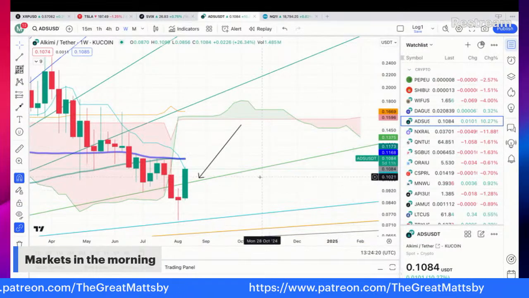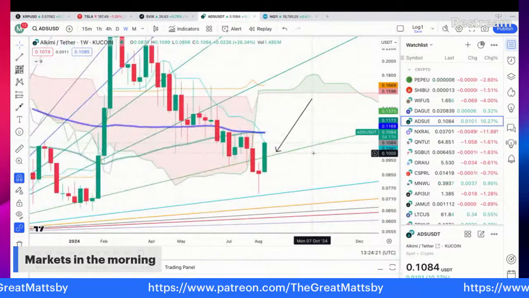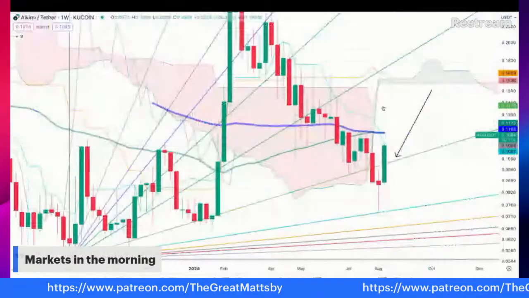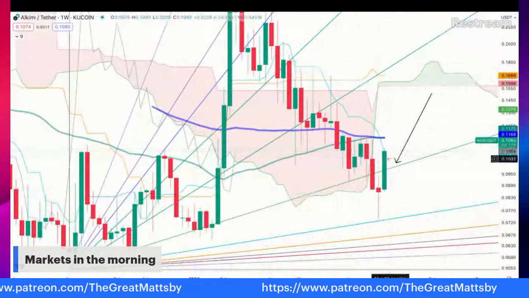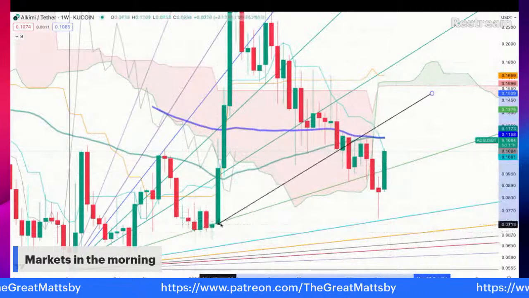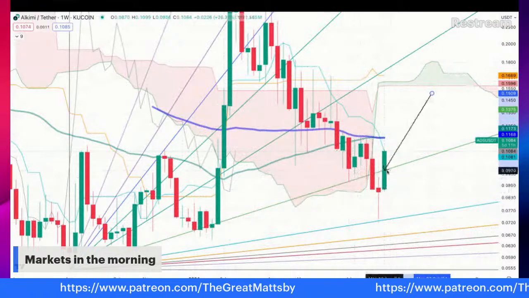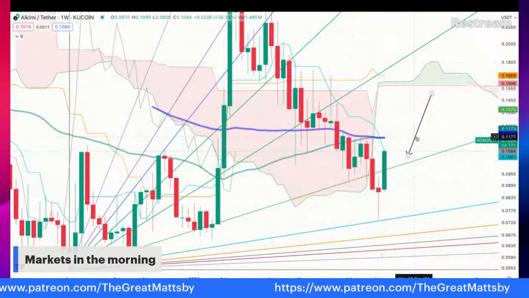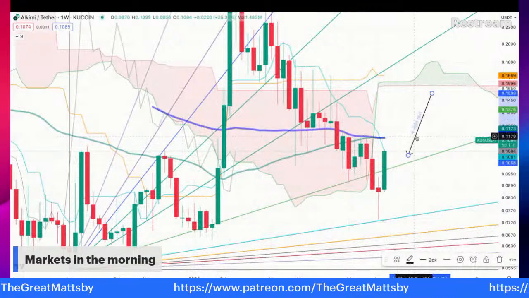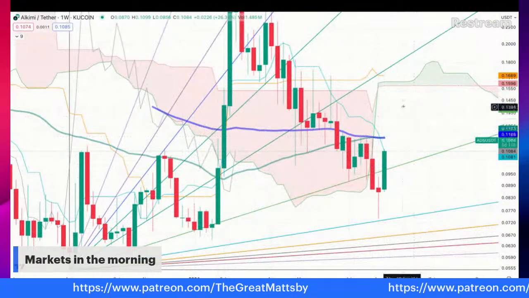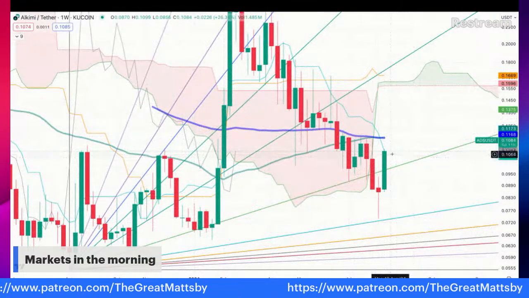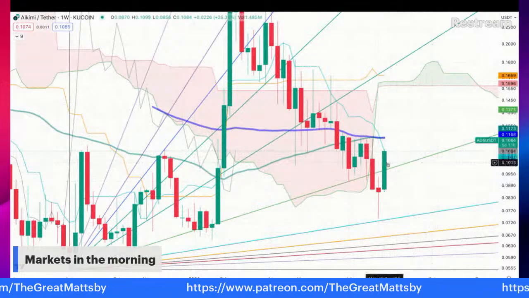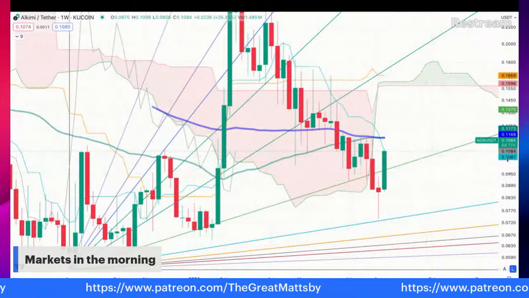Okay, ADS. So it's back above that support where I have the arrow. That's the 45-degree angle. You can see that there it was support, and it did go below, and now it reclaimed that support. So that is good for ADS. But it looks like it is touching resistance right now, and that conversion line is at 10.81.